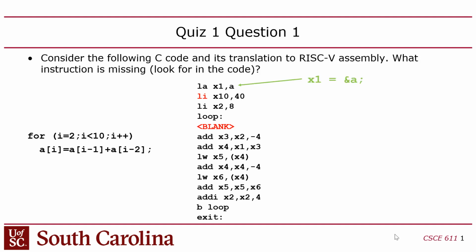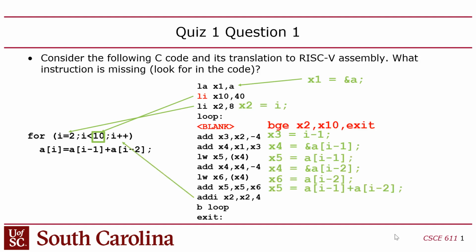All right, I forgot I had the little annotations on here. Okay, so there it is: branch greater than or equal to x2, x10, exit. Basically we're checking to see if we need to exit the loop using I, which is x2, and the limit, which is x10, the iteration limit. Any questions? Of course, both are multiplied by 4.